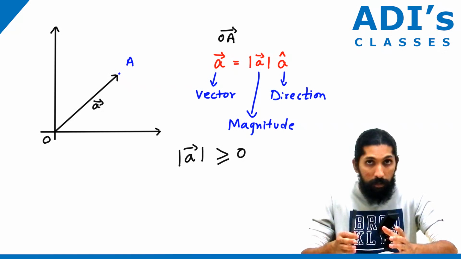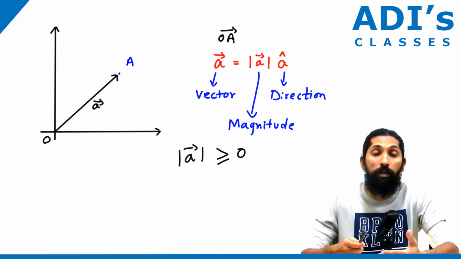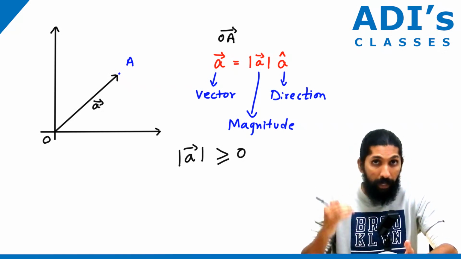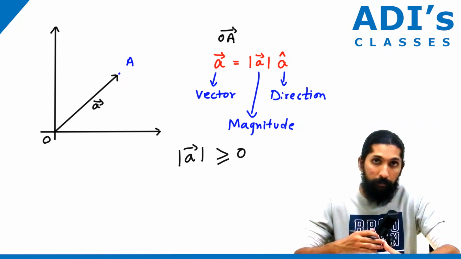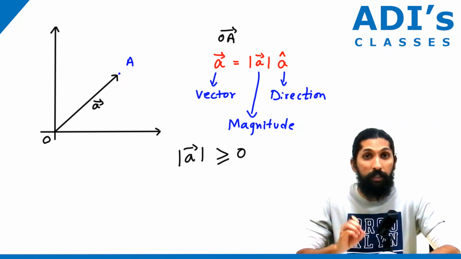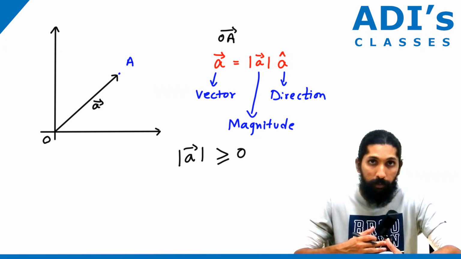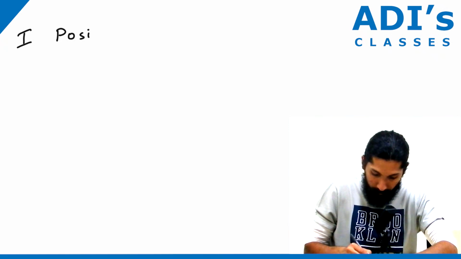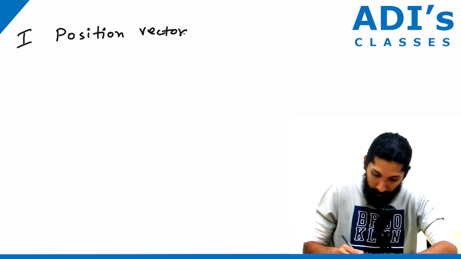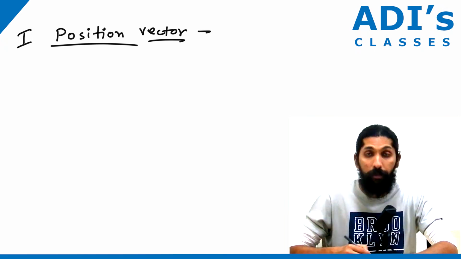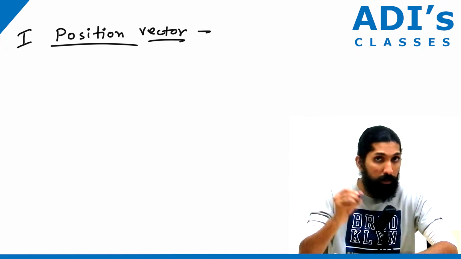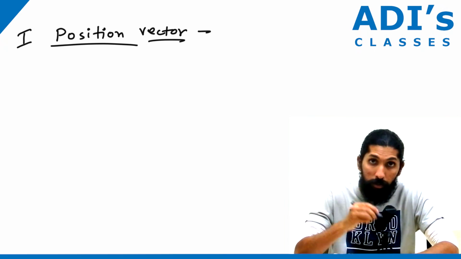Now, since you have understood the basics of what is a vector and why we learn vectors in math, let's talk about basic types of vectors. There are different types of vectors. Let's look into those types of vectors now. The first vector is called the position vector. Okay, it's a position vector. Position vector talks about where the point is situated, the position of that particular point.